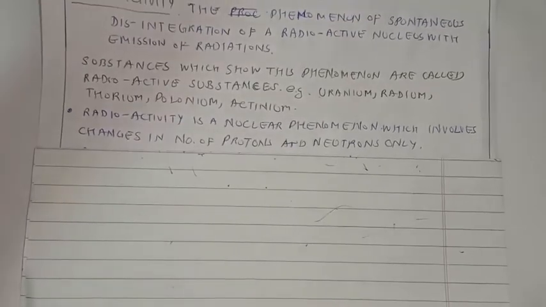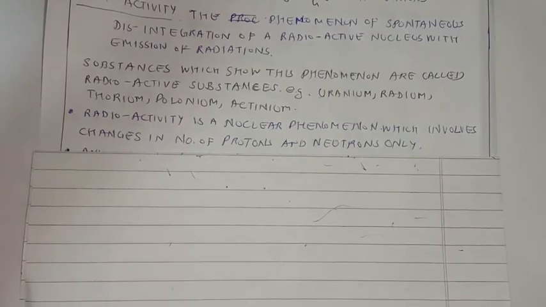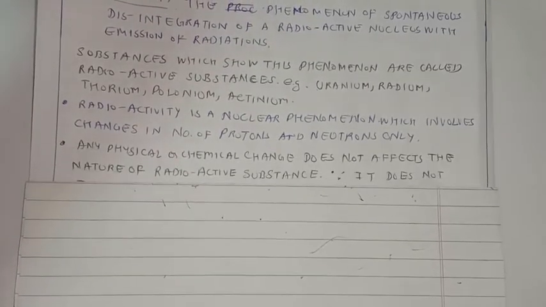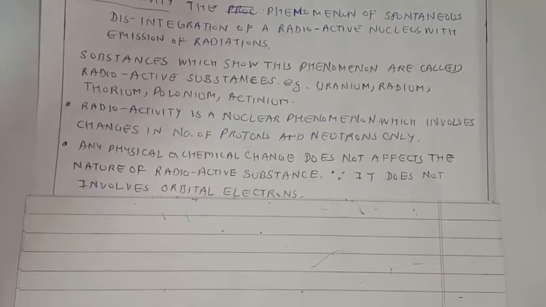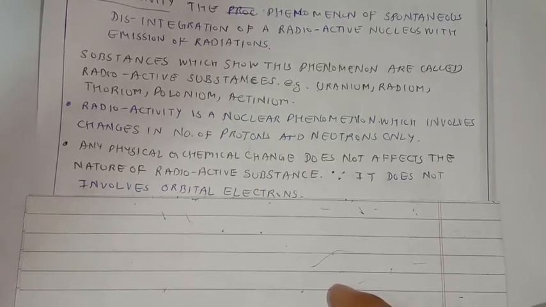Radioactivity is a nuclear phenomenon which involves changes in the number of protons and number of neutrons only. This you have to remember. Radioactivity is a nuclear phenomenon, so it does not involve the orbital electrons at all. In chemical changes, only the number of electrons changes, but in a radioactive disintegration process, only the number of protons or neutrons inside the nucleus undergo a change. It has nothing to do with the orbital electrons.